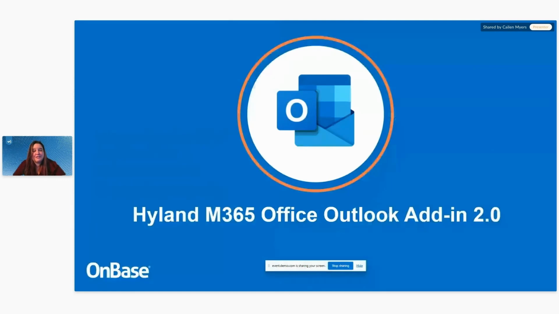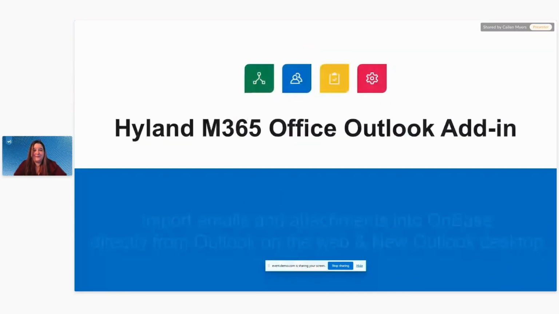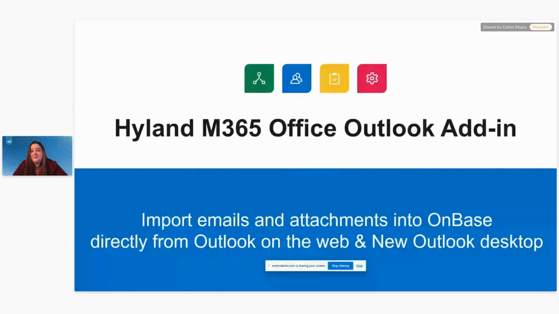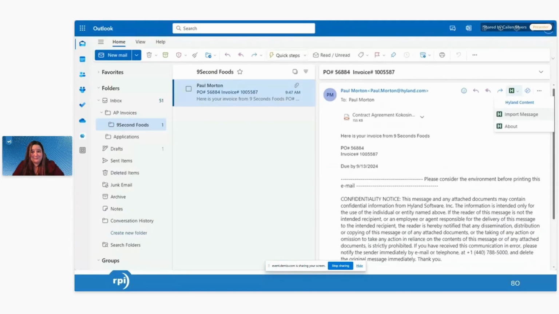Our next integration is the Hyland M365 Office Outlook Add-in 2.0. Add-ins for the web-based version of Outlook allow you to both import and index emails and attachments into OnBase. You also have the capability to add in folder mapping.